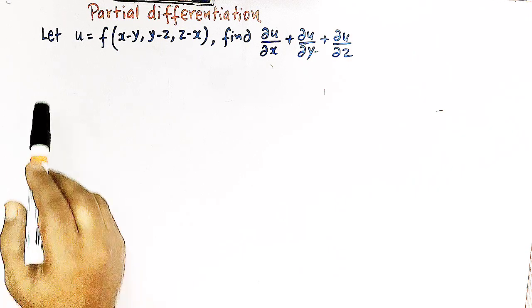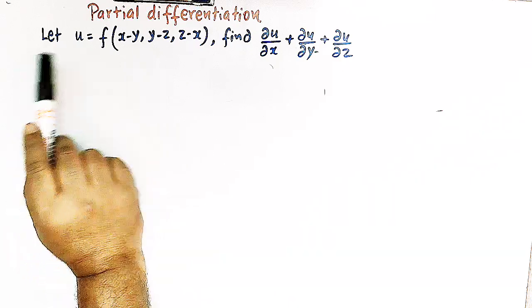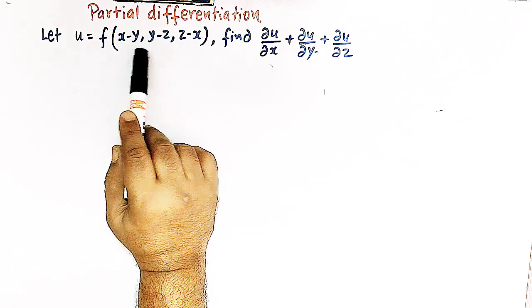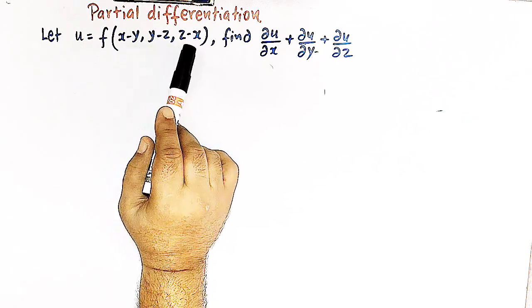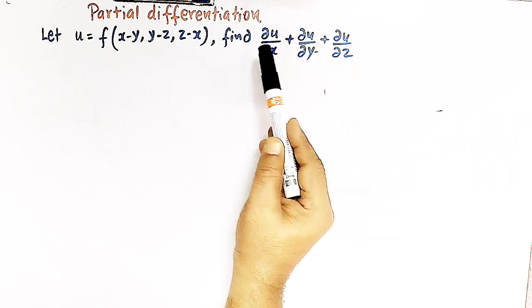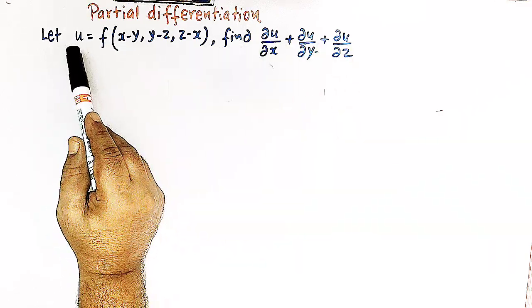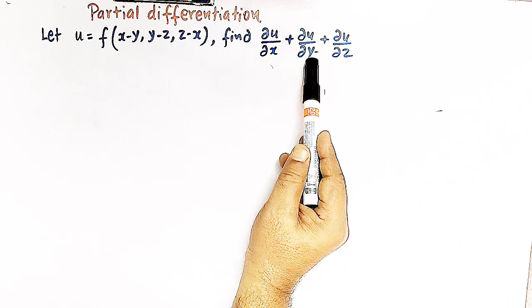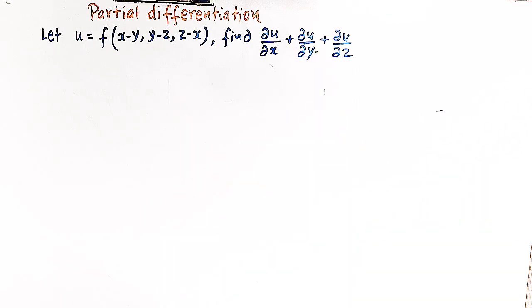And here we are given this problem where a function u is given as f of x minus y, comma y minus z, comma z minus x, and we have to find the sum of the partial derivatives of u with respect to x and with respect to y and with respect to z, right?